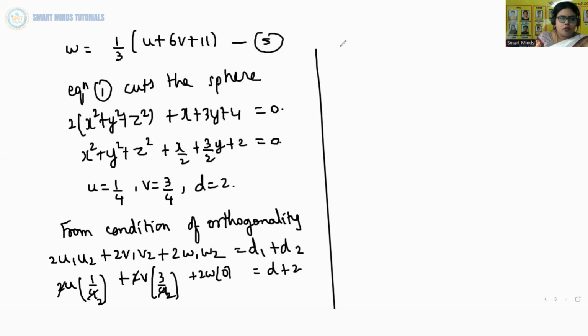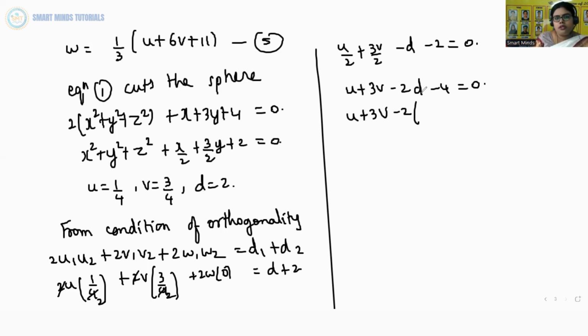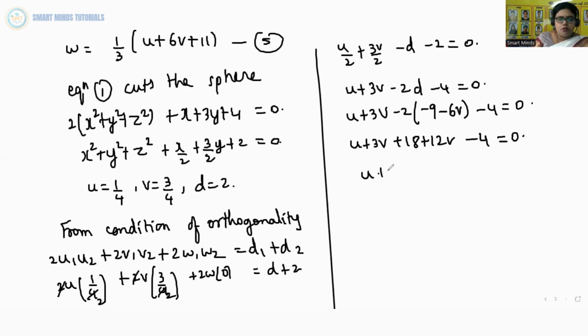So we get u by 2 plus 3v by 2 minus d minus 2 is equal to 0. Taking the LCM, u plus 3v minus 2d minus 4 is equal to 0. In the place of d we substitute the d value from equation number 2, so u plus 3v minus 2 into (minus 9 minus 6v) minus 4 is equal to 0. That is u plus 3v plus 18 plus 12v minus 4 is equal to 0, so u plus 15v plus 14 is equal to 0. This is equation number 6.